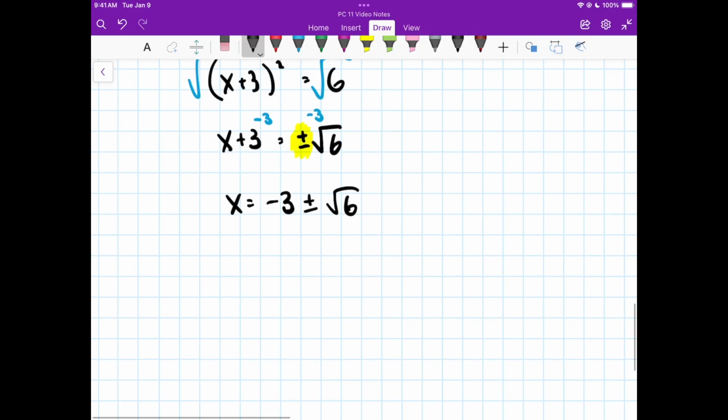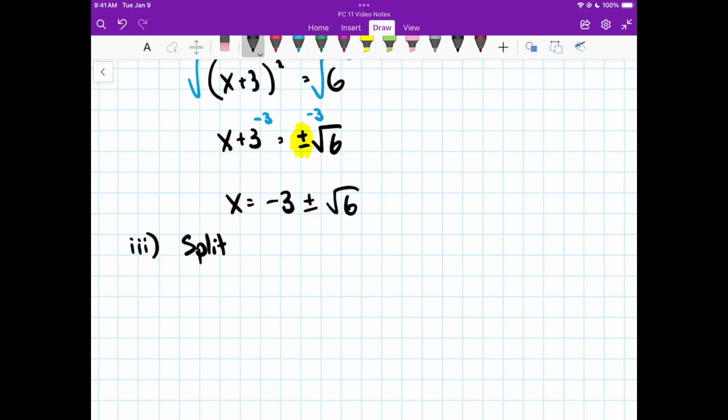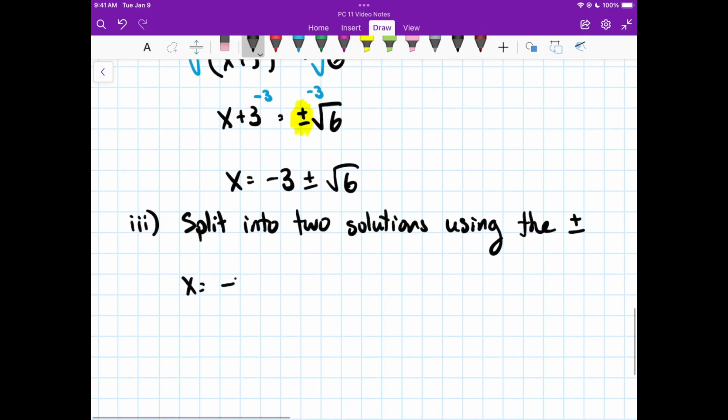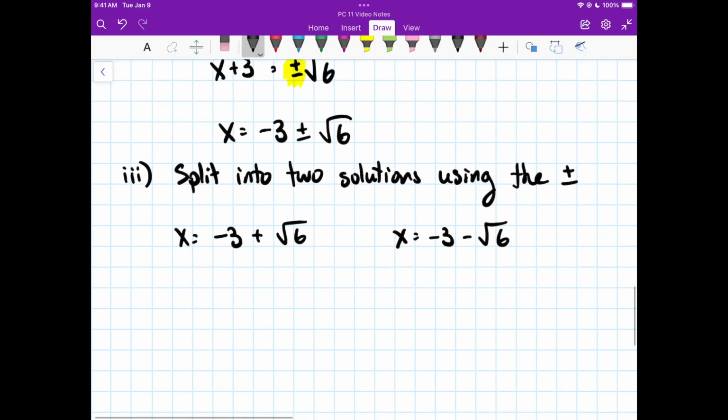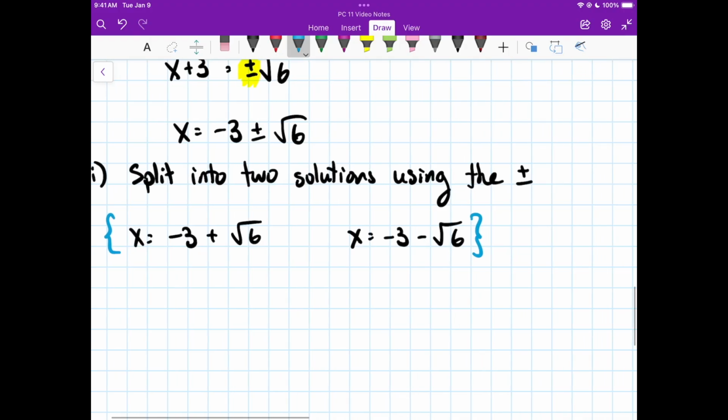Which is great. So our last step here is to split this into two solutions using that plus minus. We're going to have one with a positive root 6 and one with a negative root 6. So our two solutions are x = −3 + √6, and x = −3 − √6. Written as they are right now, these solutions are very precise because we haven't done any rounding yet, we haven't brought in any decimals. So these solutions are what we would call exact values.